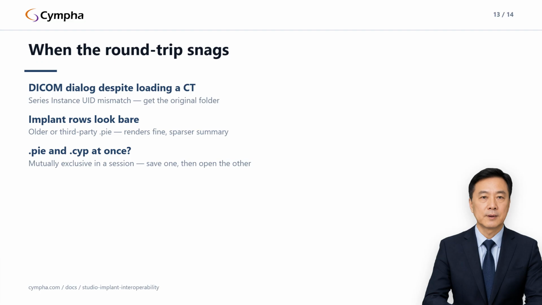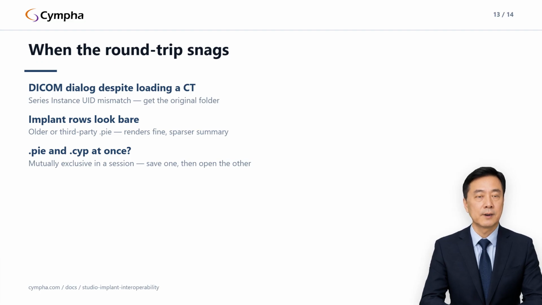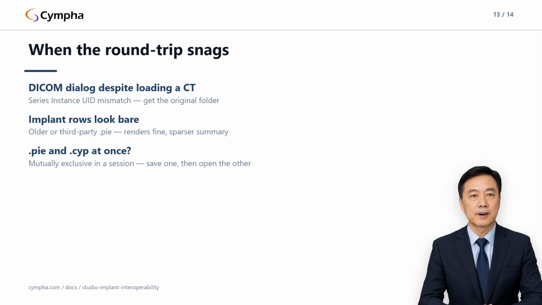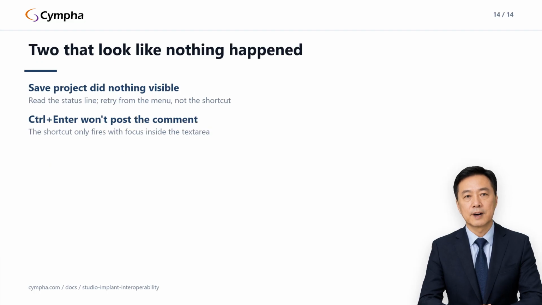And the last two, which share a personality, they both look like nothing happened at all. Save project appeared to do nothing visible. Before assuming failure, watch the status line at the bottom of the viewer, that's where Studio reports the saved file name, and very often the save did succeed and you simply didn't see the confirmation. If the status line is silent, the browser may have blocked the file write, because some configurations require a user gesture in the same tick. The reliable workaround is to trigger Save Project from the menu directly rather than via a keyboard shortcut.